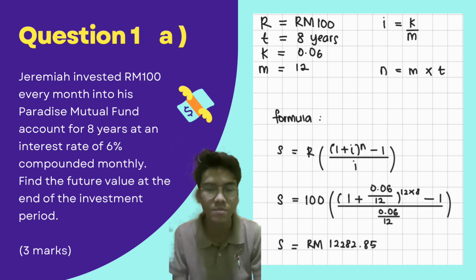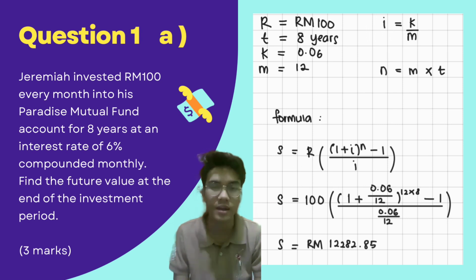According to the information, Jeremiah is investing as much as 100 ringgit, which is R, every month into his mutual fund account for 8 years. Make 8 years T. Besides that, the interest rate of 0.06, make that K. And compounding, make M is 12. The formula I is K divided by M, and formula N is M multiplied by T.